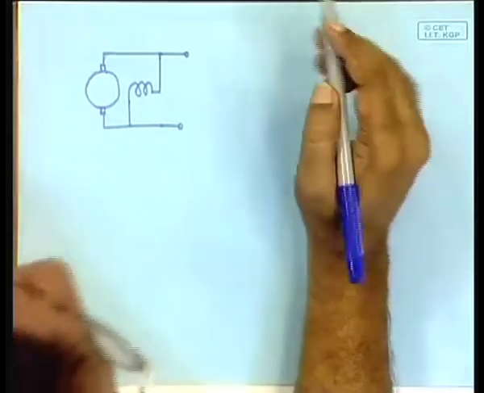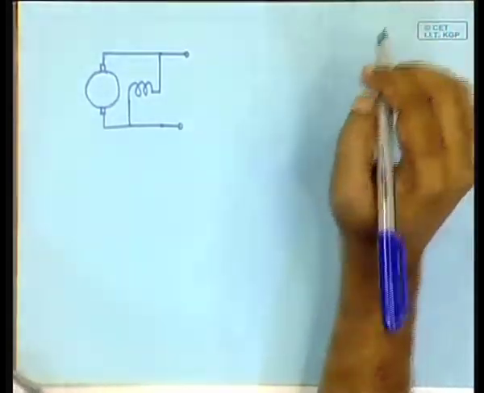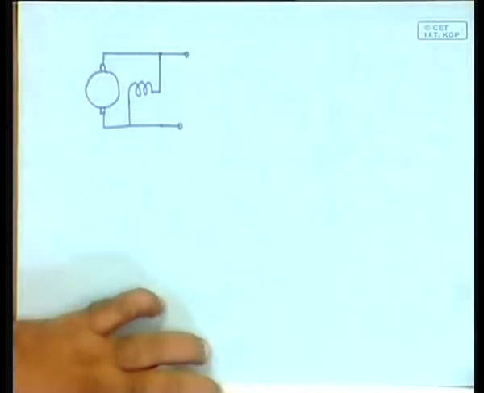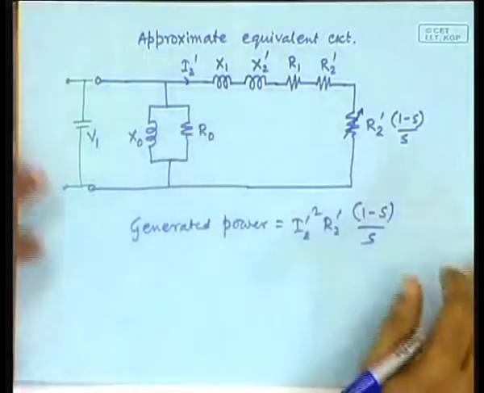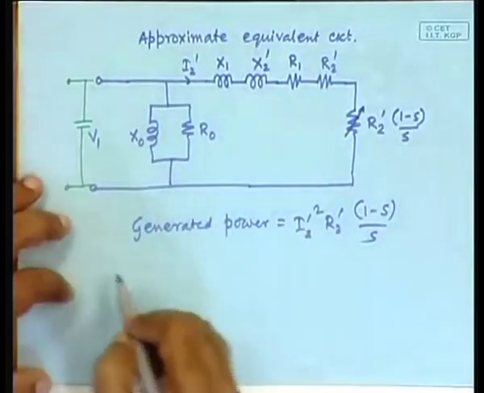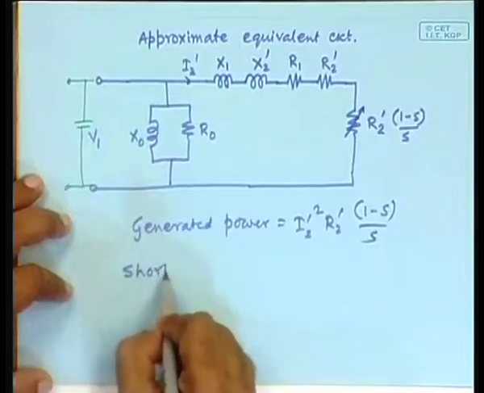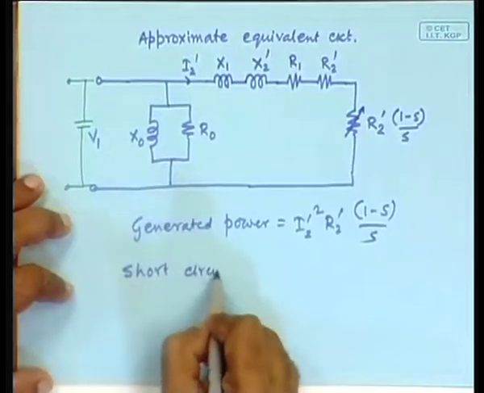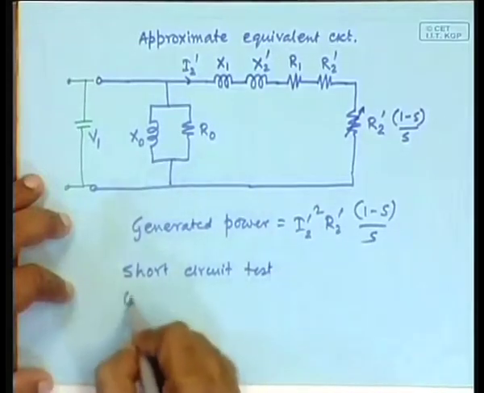While testing the machine, we perform two tests. If you want to obtain these parameters, what do you do? Simple, we perform two tests. One is the short circuit test, and the other is the open circuit test.